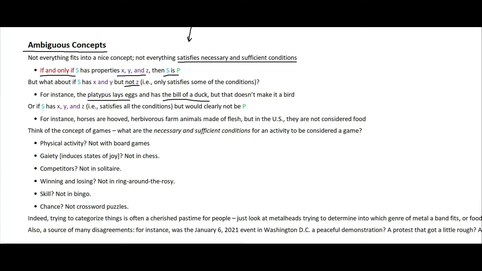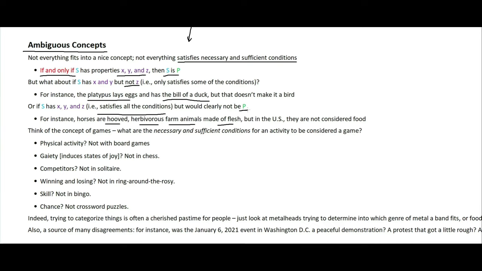Or we can have S has X, Y, and Z, so it satisfies all the conditions, but would clearly not be P. So for instance, horses are hooved herbivorous farm animals made of flesh, but in the US they're not considered food. And so we might say being a hooved herbivorous farm animal and made of flesh are the conditions. So maybe we'd have W, X, Y, and Z here as all the necessary and sufficient conditions in order for it to be P, which would be maybe a food animal.